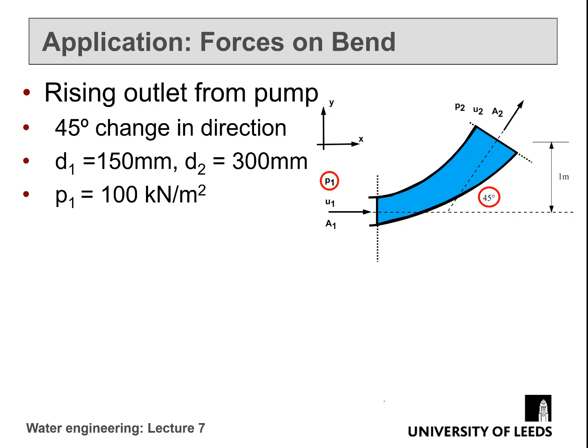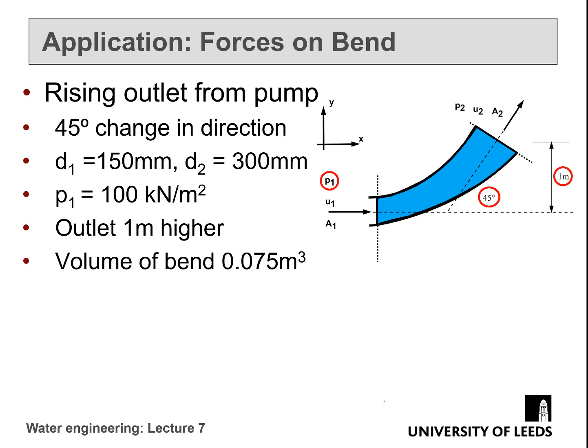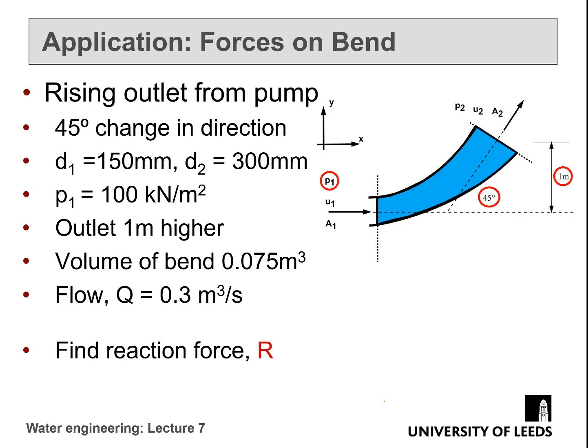So we've got the pressure at 1. Outlet is 1 meter higher. There's 1 meter higher. And the volume of the bend is 0.075 meters cubed. We're going to use that to calculate the weight of the fluid in the bend, so the force acting down. The flow rate through the bend is 0.3 meters cubed a second, or 300 litres per second. 0.3 meters cubed per second is the right units. And we're going to in the end find the reaction force R, which is equal to minus Fr.